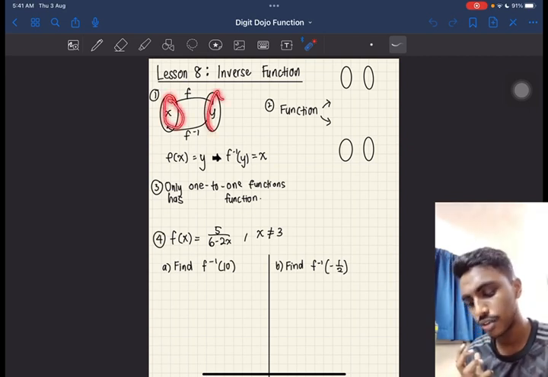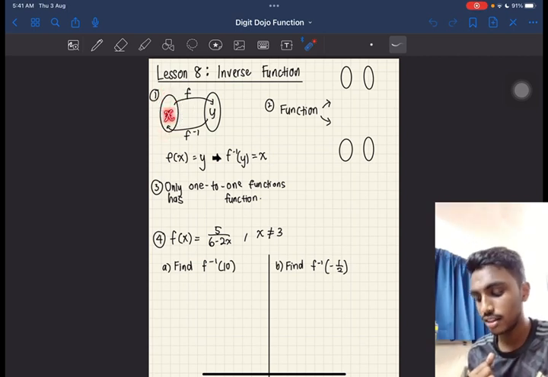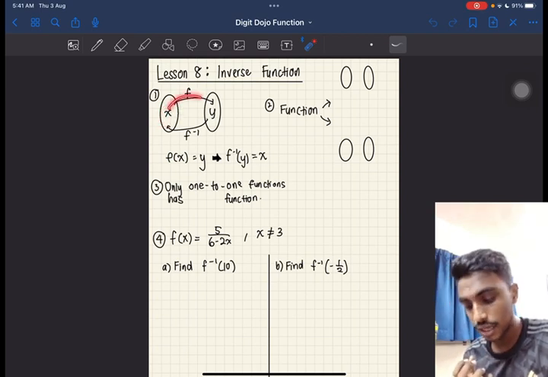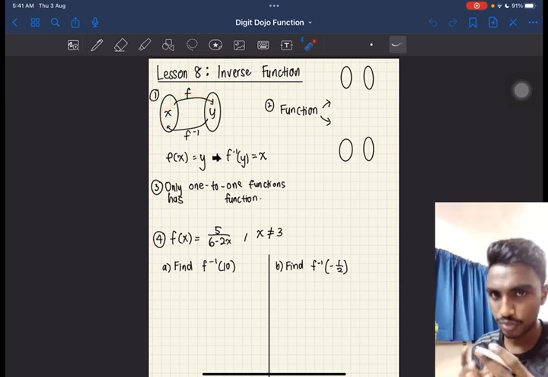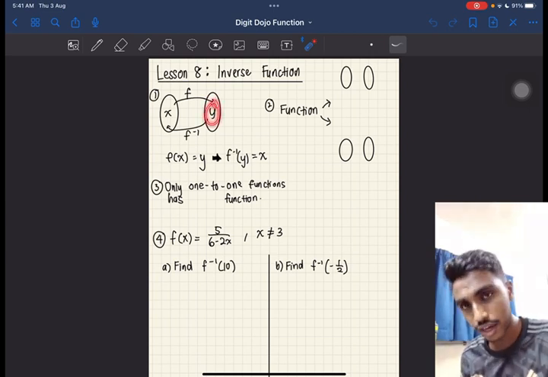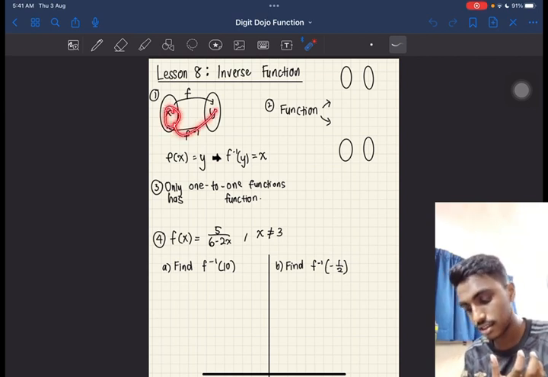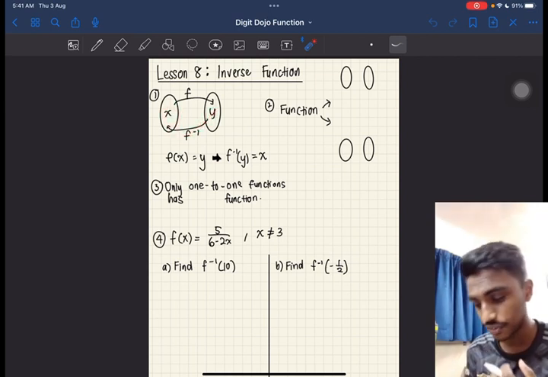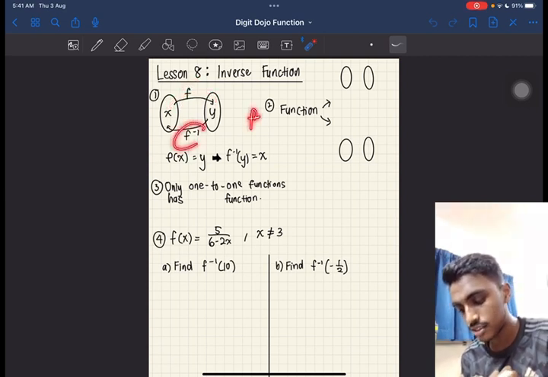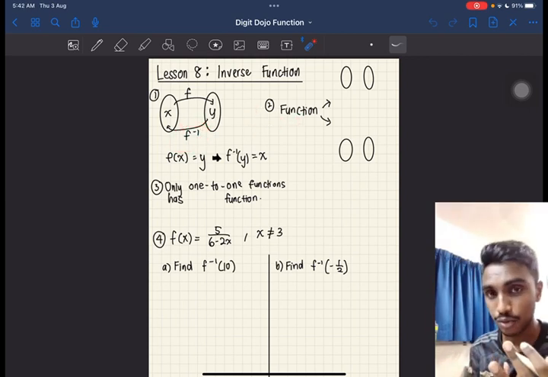Imagine there are two sets of numbers. In the first set we have x, in the second set we have y. If x becomes y, it's a normal function. It's going forward. But if y becomes x, that is called an inverse function. This one is f, the normal f. This one is the inverse function, f to the power of -1.